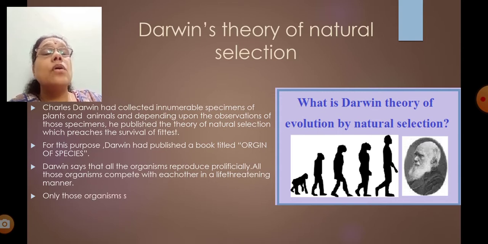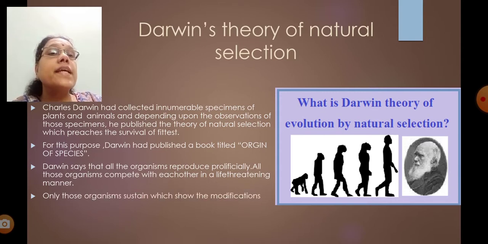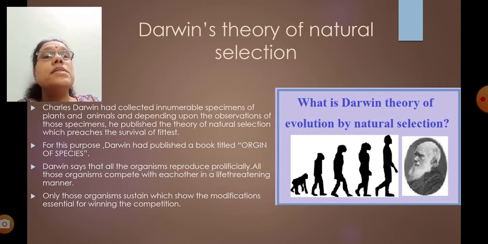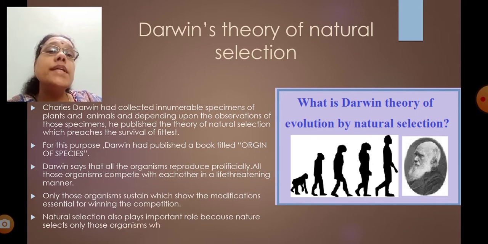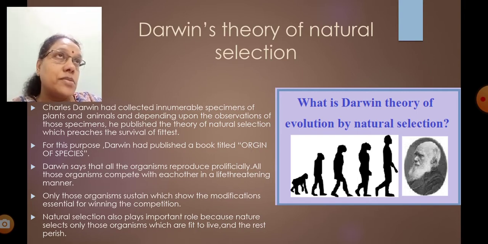Darwin says that all the organisms reproduce prolifically. All those organisms compete with each other in a life-threatening manner. Only those organisms sustain which show the modifications essential for winning the competition. It's like a competition as per Darwin's theory. Only the fittest will survive. Here the pictures are also shown. Natural selection also plays an important role because nature selects only those organisms which are fit to live and the rest of the organisms perish.